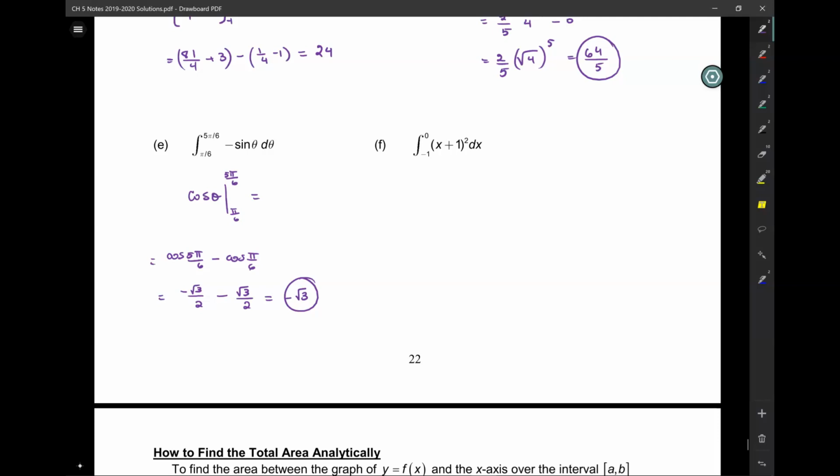Okay. So look at this next one. You're like, oh my gosh, what are we going to do? We're going to square it, right? So we're just going to rewrite this as the integral from negative 1 to 0, x squared plus 2x plus 1 dx. Now, I can integrate this, x cubed over 3 plus x squared plus x.